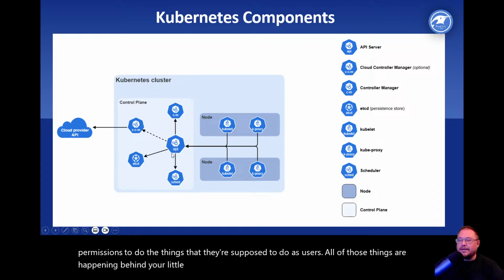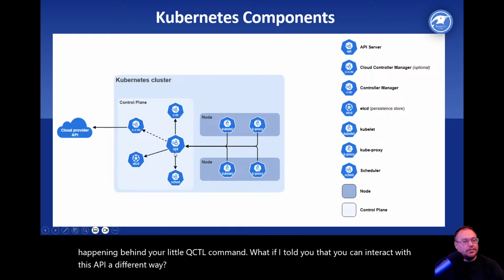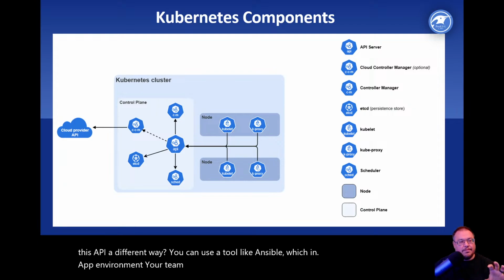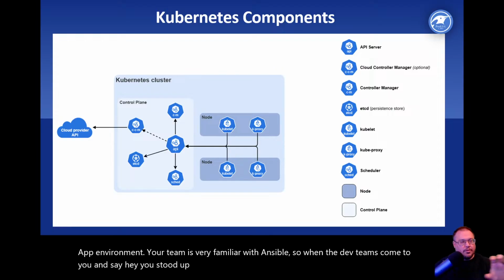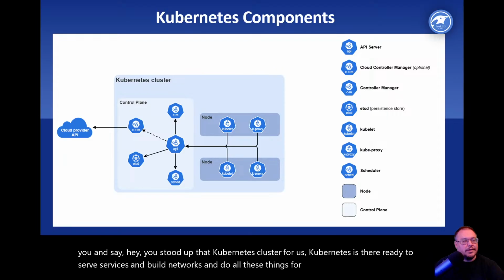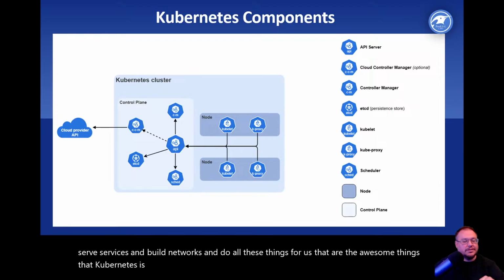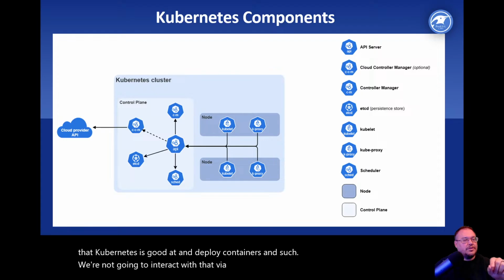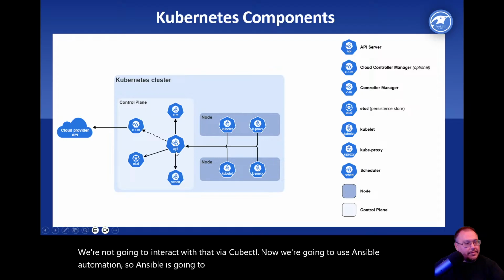What if I told you that you can interact with this API a different way? You can use a tool like Ansible, which in our lab environment, your team is very familiar with. So when the dev teams come to you and say, hey, you stood up that Kubernetes cluster for us, it's there ready to serve services and build networks and do all these things that Kubernetes is good at, and deploy containers and such. We're not going to interact with that via kubectl now. We're going to use Ansible automation. So Ansible is going to be the vehicle by which we call our APIs and such.